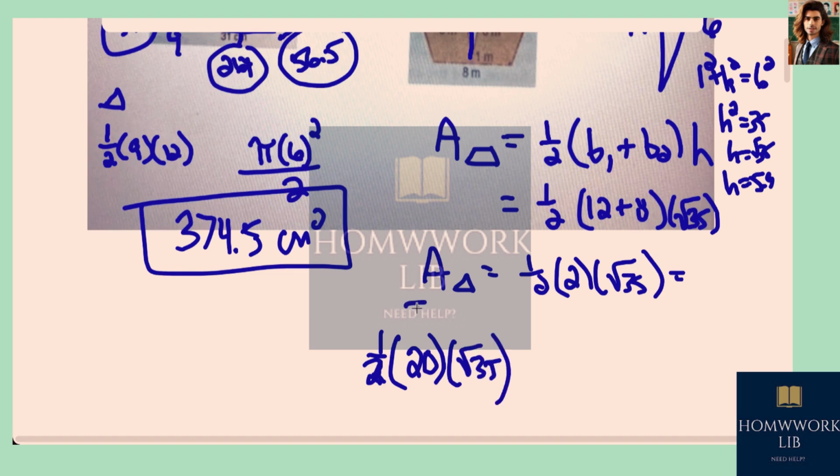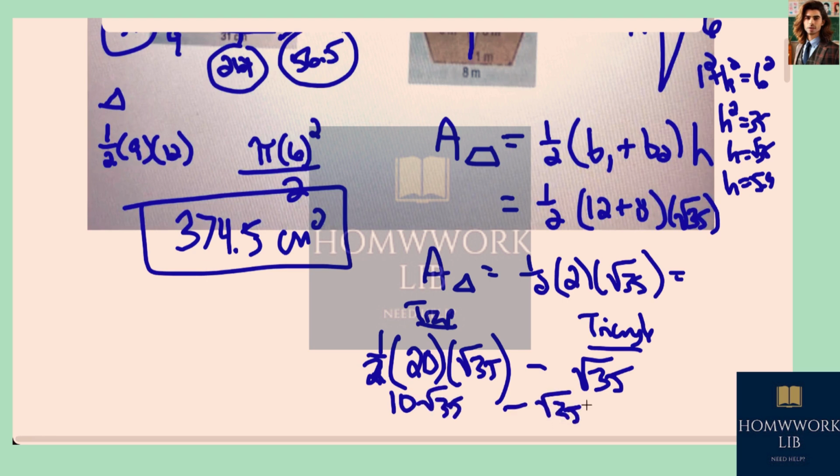That's the trapezoid, minus the triangle, which is 1/2 times 2 is 1, so it's just minus the square root of 35. Half of 20 is 10, so 10 square root 35 minus the square root of 35 is going to be the same as 9 square root 35. Exactly.